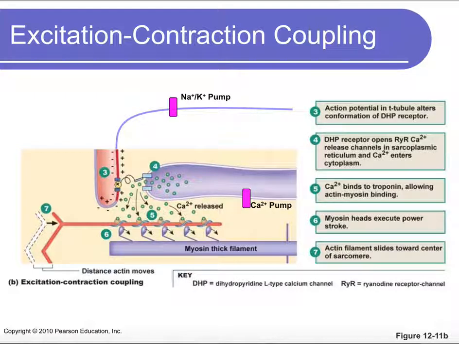Now that we've contracted, we now need to relax. To relax, we have to put calcium back where it came from. It came from the sarcoplasmic reticulum, so we need to pump it back into the SR. The word pump means we need ATP to do this. Why? Because we're trying to pump a lot of calcium into the SR, which already has a high concentration of calcium, so we need energy to do that.